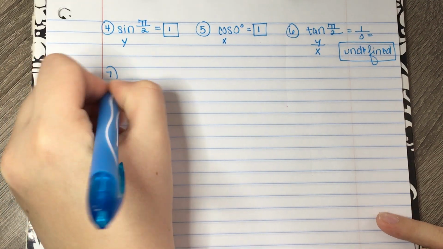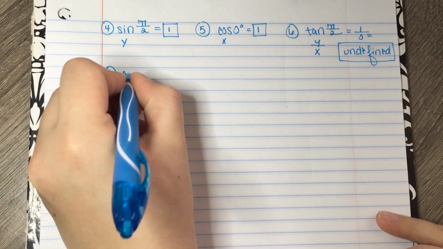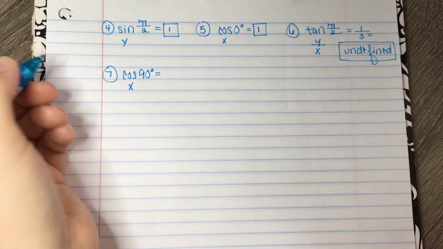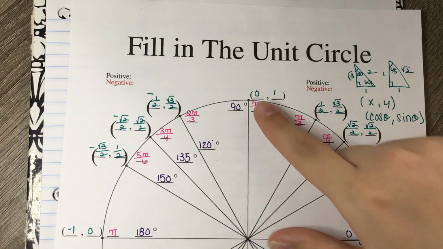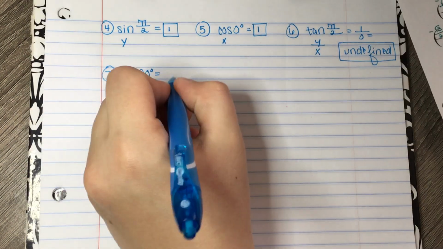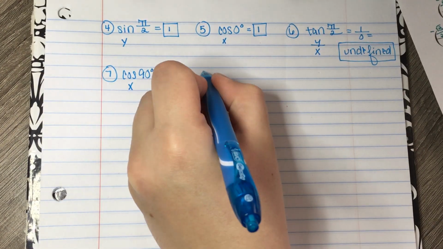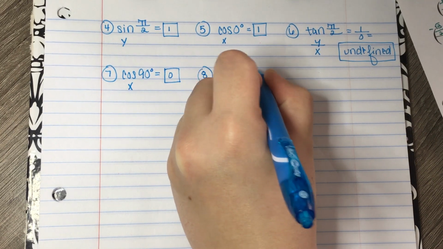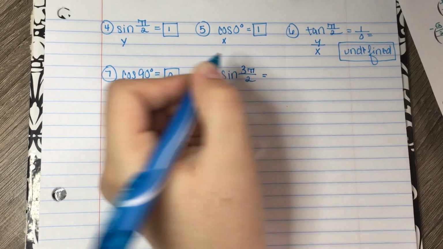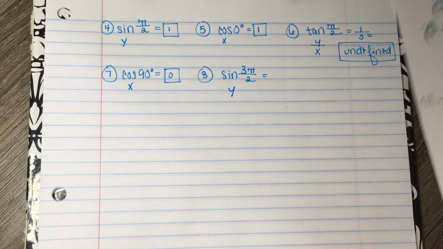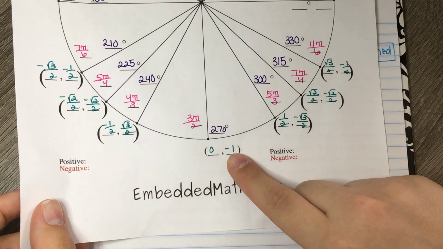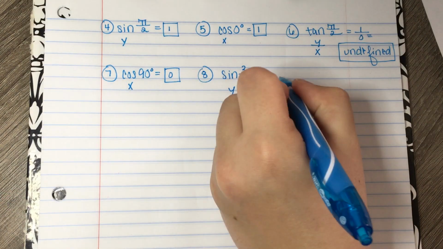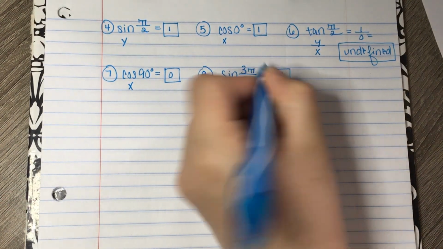All right, number 7, we're going to do cosine of 90 degrees. All right, well, cosine's my x-coordinate, and my x-coordinate at 90 degrees is 0. A few more here. Number 8, we're going to do sine of 3 pi over 2. Sine of 3 pi over 2, well, that's my y-coordinate, and my y-coordinate at 3 pi over 2, or 270 degrees, is -1. And there's my answer for sine of 3 pi over 2.